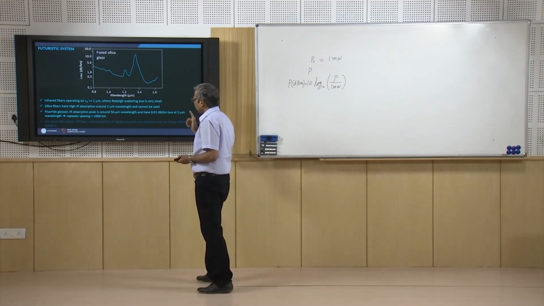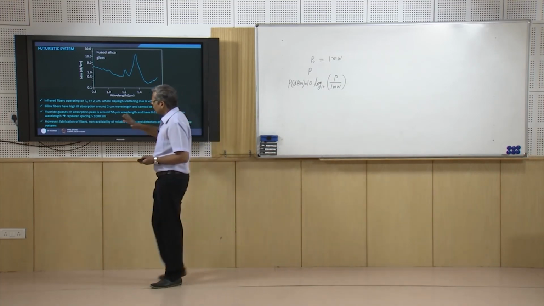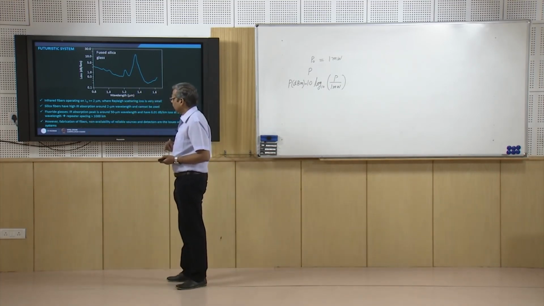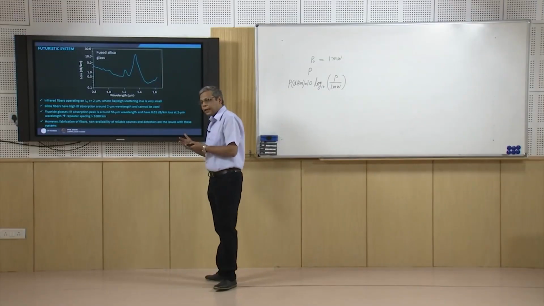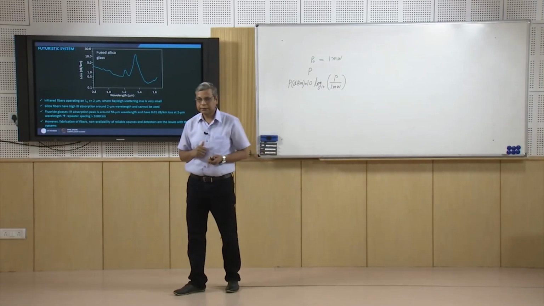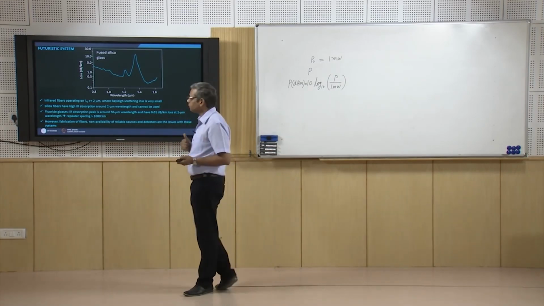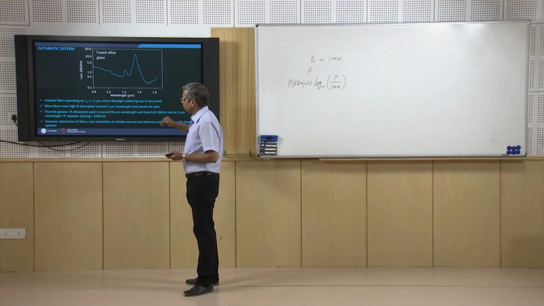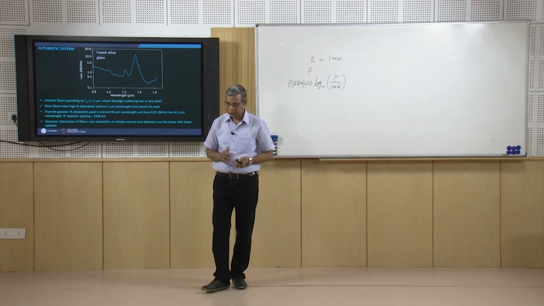However, there are fabrication problems of the fiber, and then we need to have sources at 2 micrometer wavelength which we can use. We should have detectors at 2 micrometer wavelengths. So these reliable optical sources and detectors are still not available. Work is going on, but they are not fully commercialized. So these are some issues with the fluoride glass fiber system.